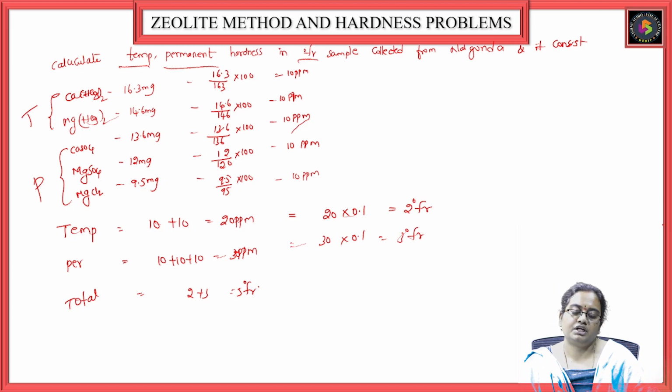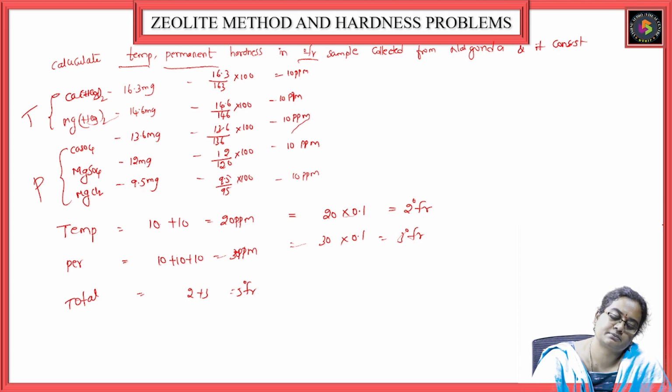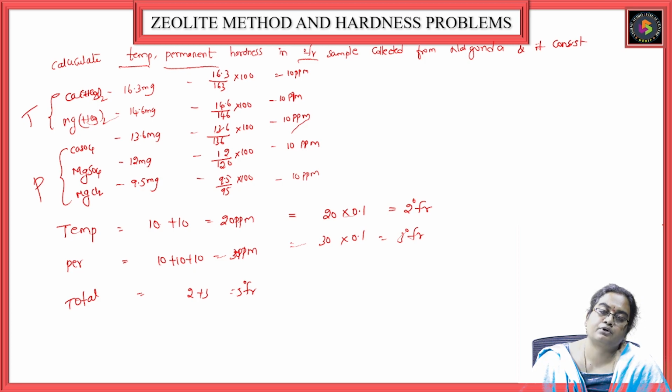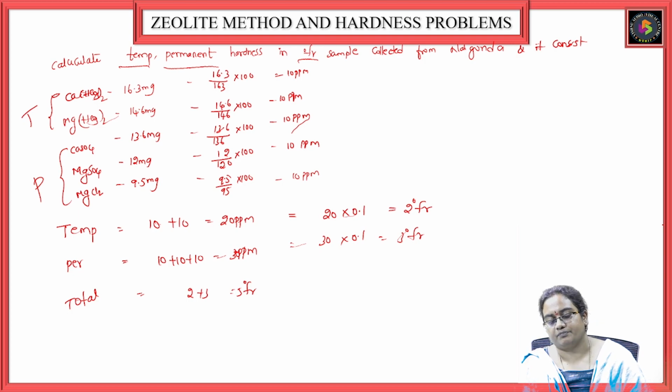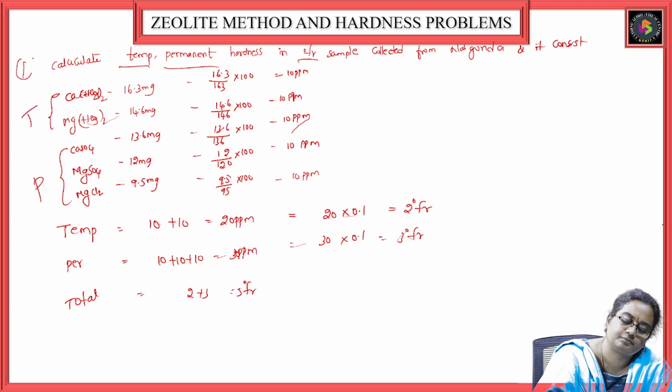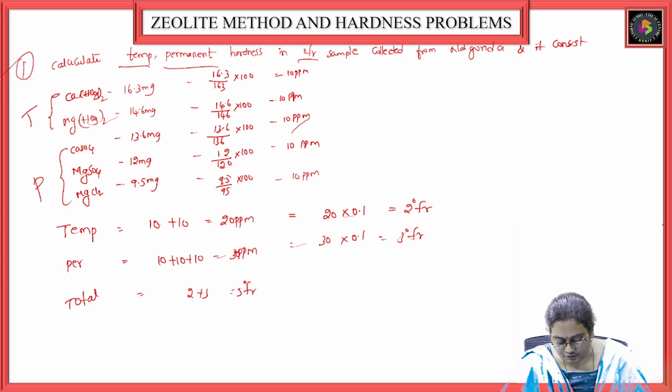So that means we need to check whether the given salts are responsible for temporary or permanent hardness. Next, we need to calculate temporary and permanent hardness and convert, checking in which units they are asking. So this is your one model. Okay. Next, move on to the second model.